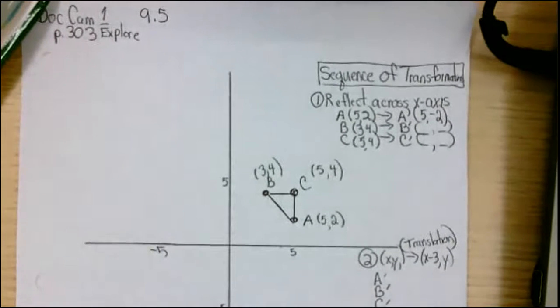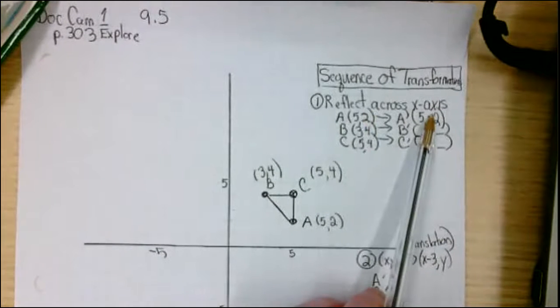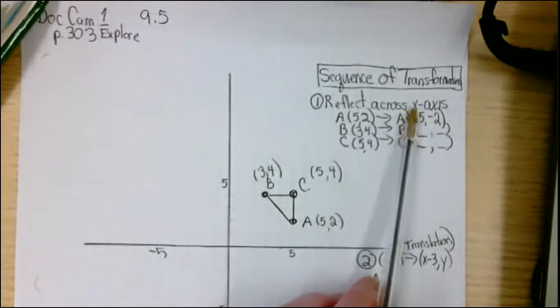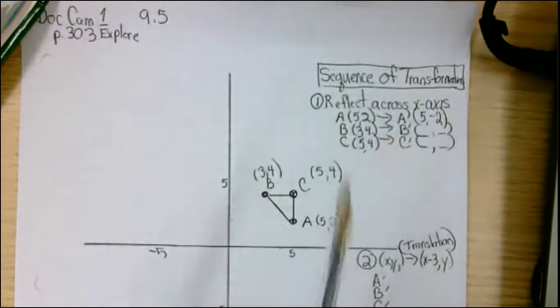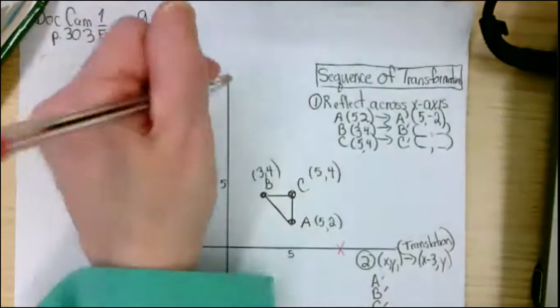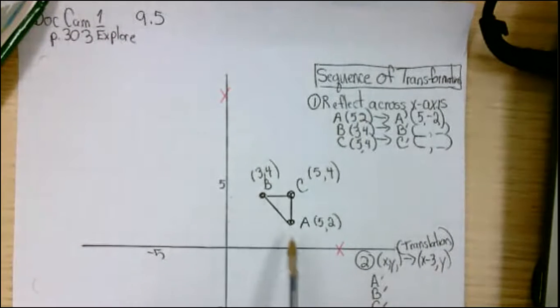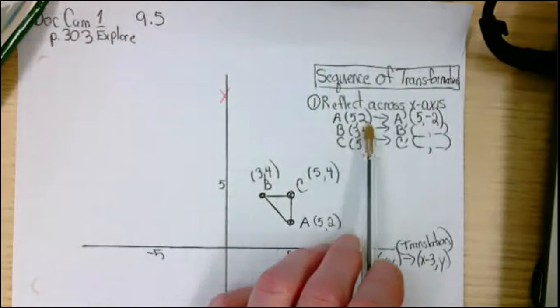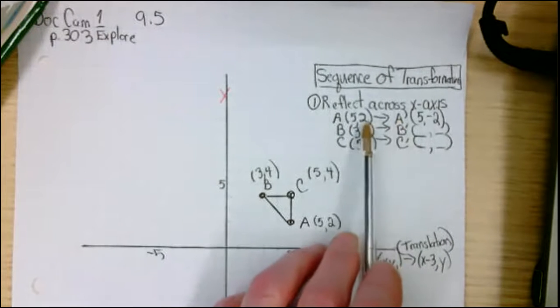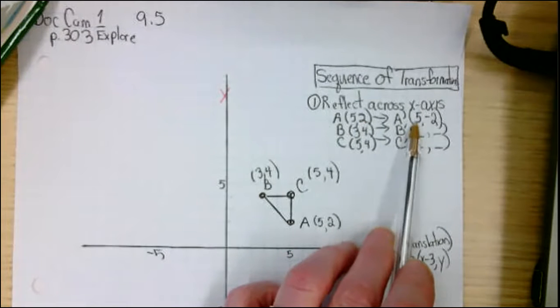So the first transformation is to reflect across the x-axis. What is the rule when you reflect across the x-axis? Do you know the rule? If you remember right, here's x and here's y. When you reflect across the x-axis, the y value becomes the opposite sign. So A was (5, 2), and now A prime is going to change the y value to the opposite. The 5 stays the same, but now it's -2. So it's going to be (5, -2).